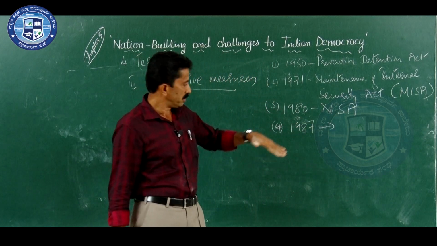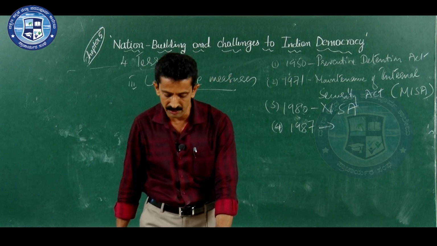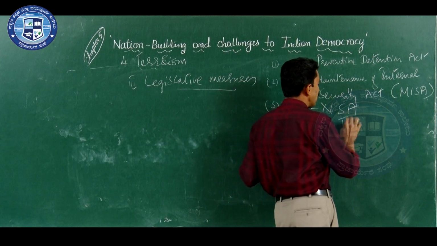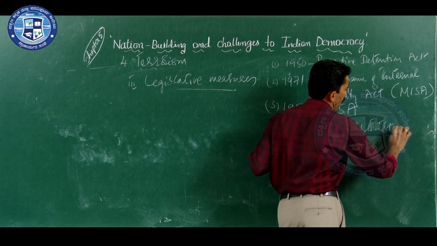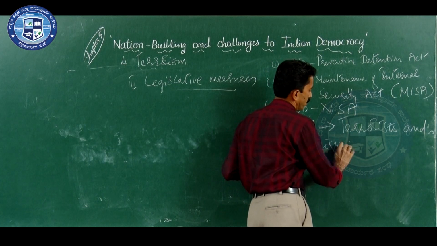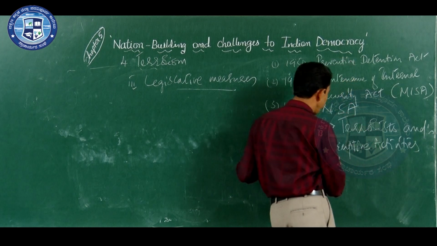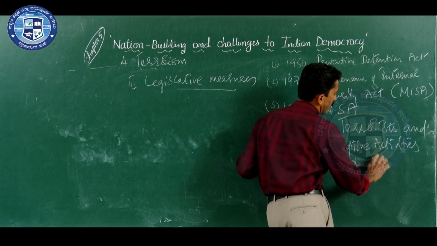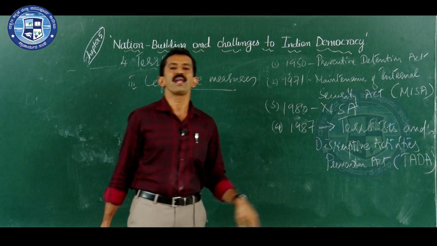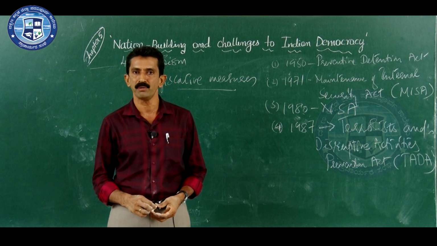Now, the acts which were made after 1980 almost all targeted terrorist activities. So, in 1987 an important act was made, the Terrorist and Disruptive Activities Prevention Act, that is famously called TADA, the TADA Act.